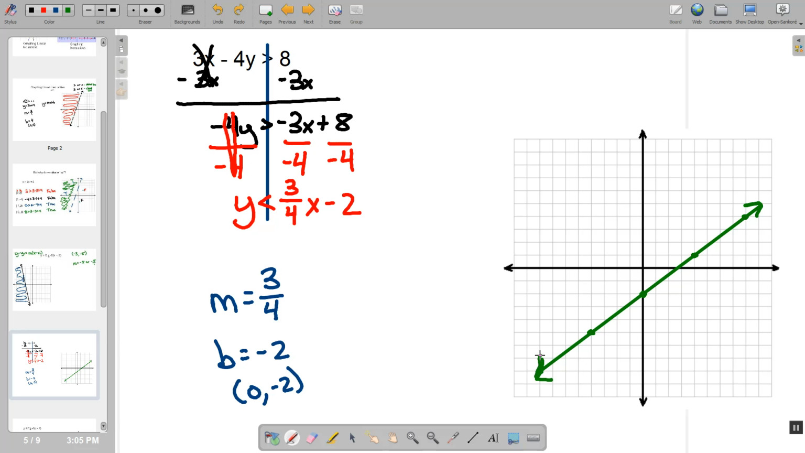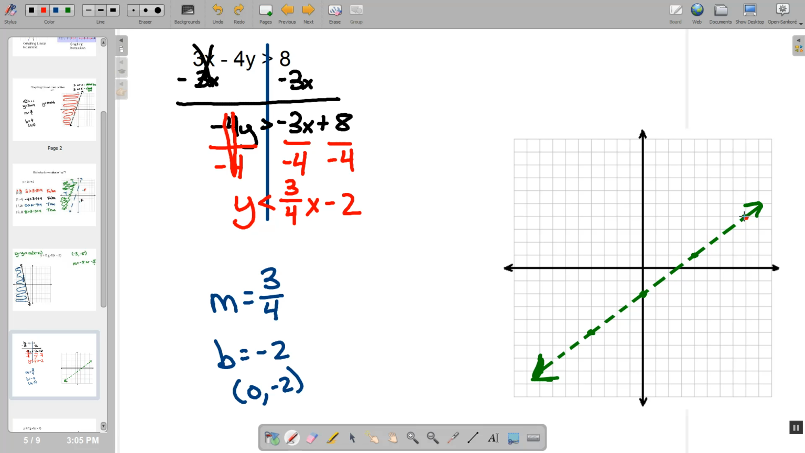Now, this time, oops, not a great arrow, we have just greater than, which means that we need to make this a dashed line. Some people are really good at making dashed lines as they draw the line. I'm not one of those people, so I always just erase after the fact. And now I need to graph less than because I had to flip the sign. So I pick a single point.